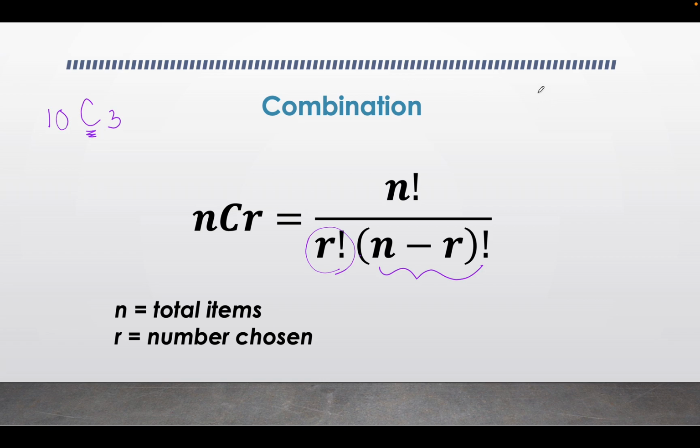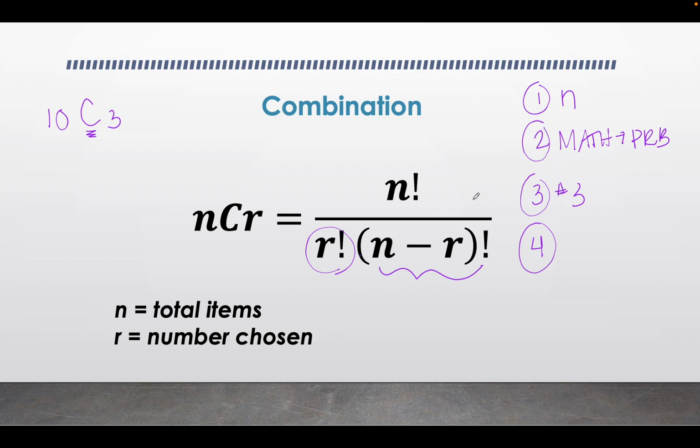So now, first let's do it on the calculator. The first thing you're going to do is press that n value, which is 10. The second thing you're going to do is hit math and scroll over to probability. Then you're going to this time choose option number 3, which is the nCr, and hit enter. Or scroll down and hit enter. And then you're going to type the r value, and then lastly, after you type the r value, hit enter. So if you do this with 10 and 3, you should get 120 combinations.